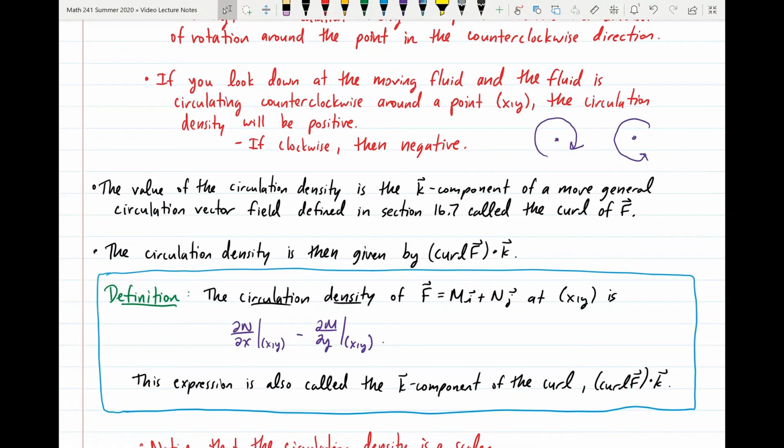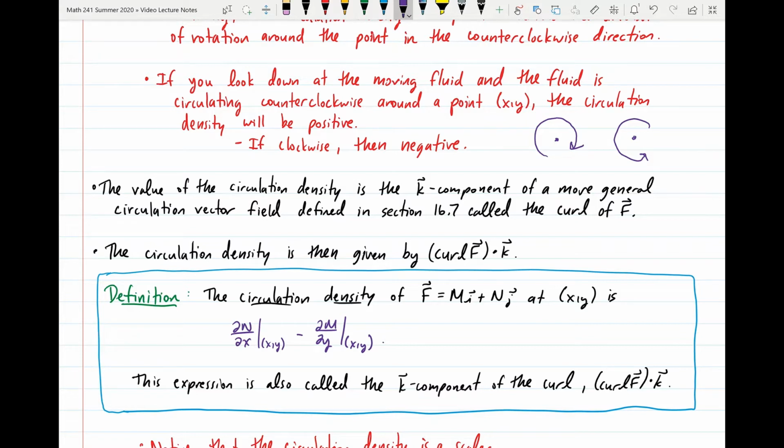And the value of the circulation density at a point is actually the k component of a more general circulation vector or vector field that's defined in section 16.7. So we won't cover it in the course, but it's a very important vector field called the curl of another vector field.